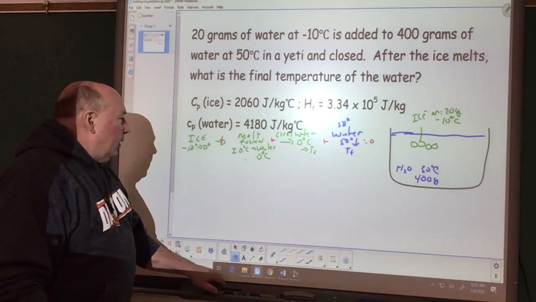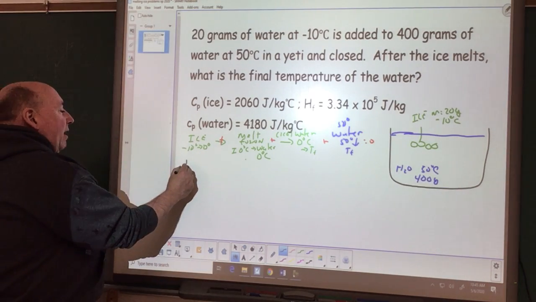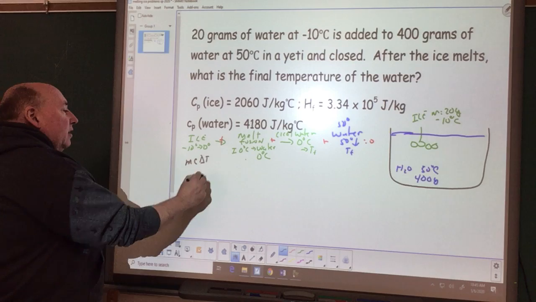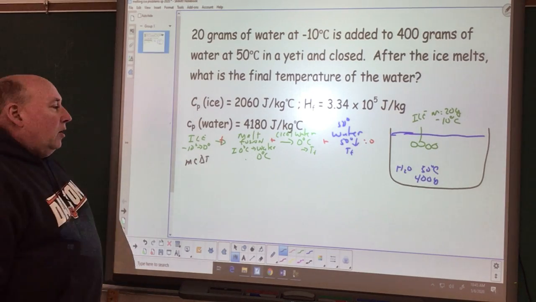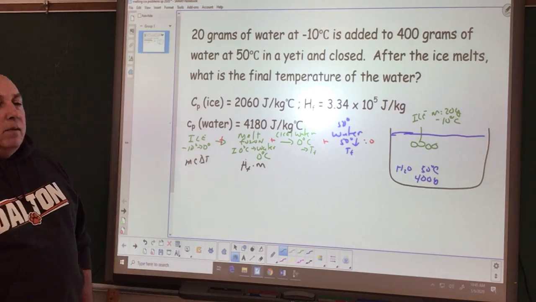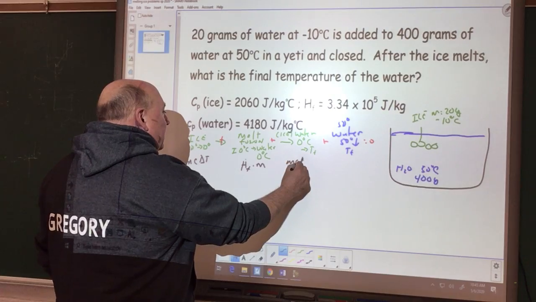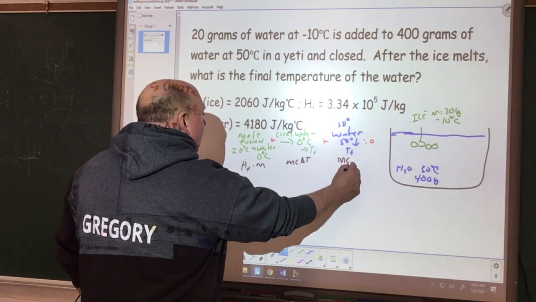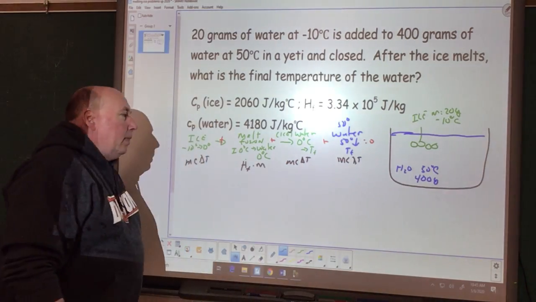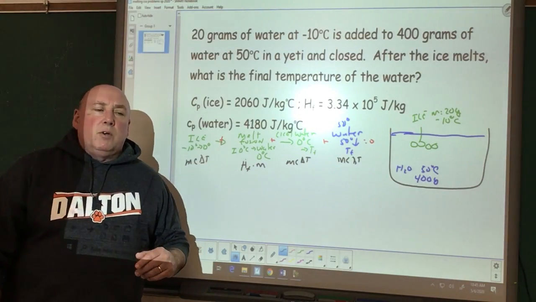Well, how do I deal with taking the temperature and raising the temperature? Well, we have mc delta T. We have our heat of fusion times our mass here. We're going to have mc delta T here and an mc delta T here, because we're taking the substance and we're just increasing the temperature of the substance.